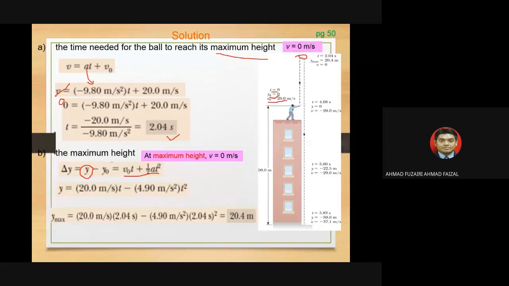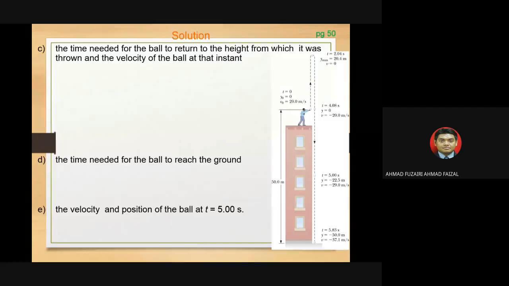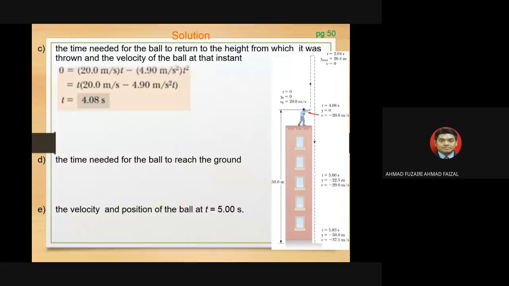Alright, so now look at question C. The question asks to find the time needed for the ball to return to the height from which it was thrown and the velocity of the ball at that instant. This means the question needs us to find t here. Let's identify which equation to use. You can use the equation delta y equals v naught t plus half a t squared. Delta y equals 0, because at this original position, y equals 0 minus the initial position equal to 0. By calculating this, you can find t equal to 4.08 seconds.